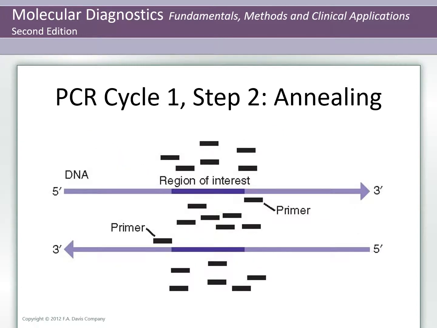Step 2 of the PCR process is the most critical step, and this is annealing. The two oligonucleotide primers that will prime the synthesis of DNA anneal or hybridize to complementary sequences on the template. In other words, the primers determine the specificity of the amplification. It's very important that the annealing temperature be optimized with the primers and reaction conditions. The temperatures usually range from 50 to 70 degrees Celsius.